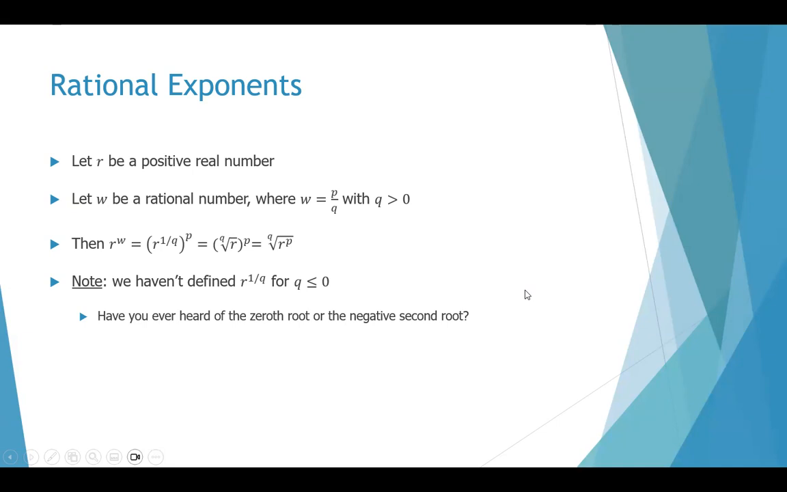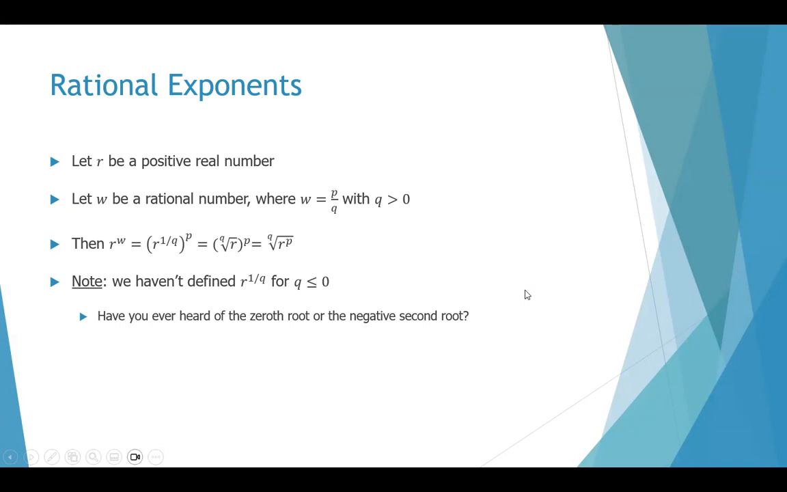And we're going to turn that into a radical. So we have the qth root of r raised to the power of p. And then that p, the top number, ends up on our root. And note, we haven't defined r to the 1 over q for q less than or equal to 0. Have you ever heard of the 0th root or the negative second root? We don't normally do that.